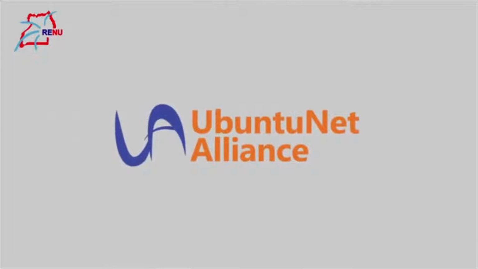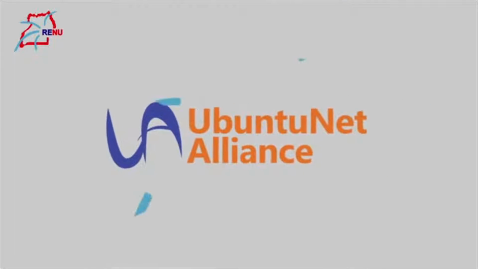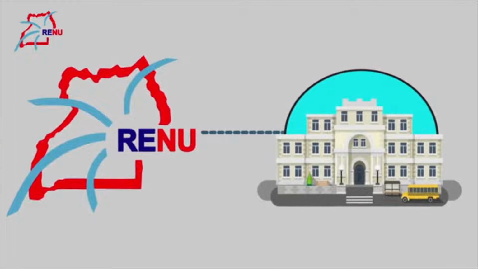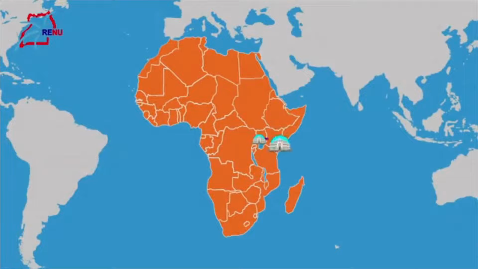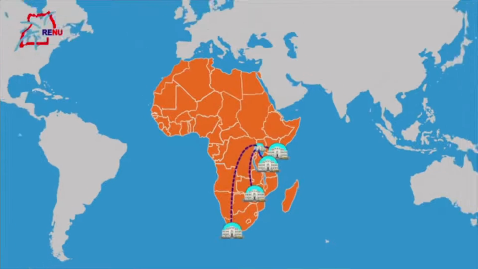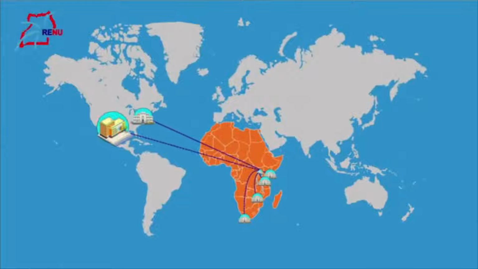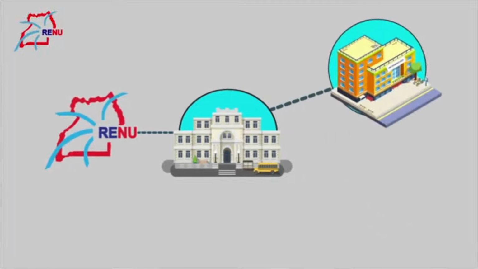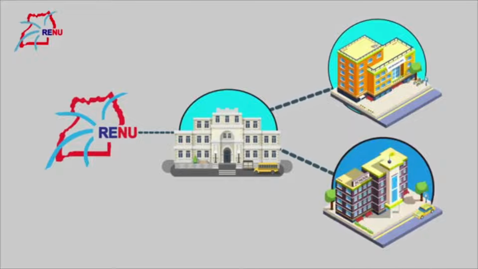Through the regional network of the Ubuntu Net Alliance, the Renu network is also the best highway for connecting your institution to other research and education institutions in Eastern and Southern Africa and the world over, including the Americas, Europe, and Asia. Once on the Renu network, the data traffic exchange between your institution and other institutions or campuses connected to the Renu network is extremely fast and is neither billed nor capped.